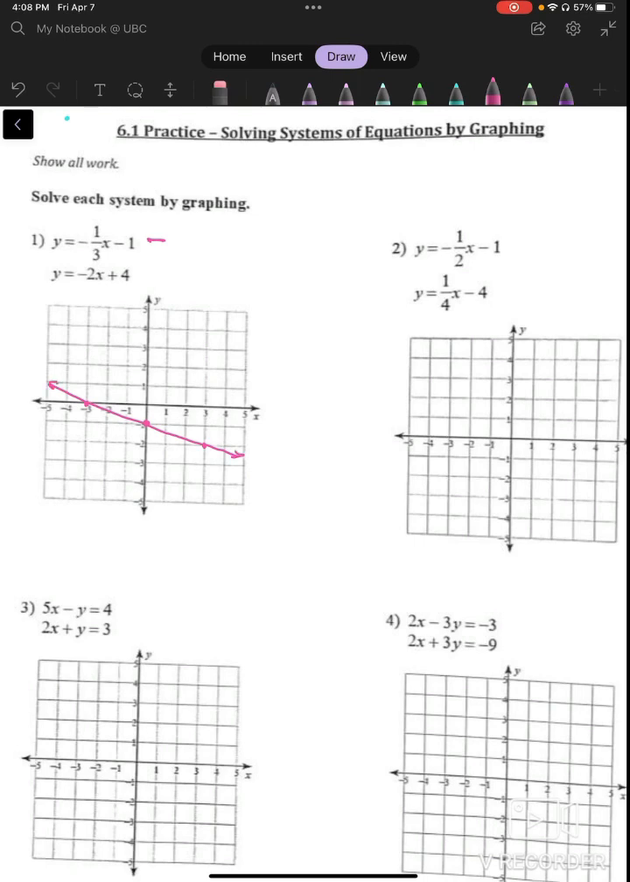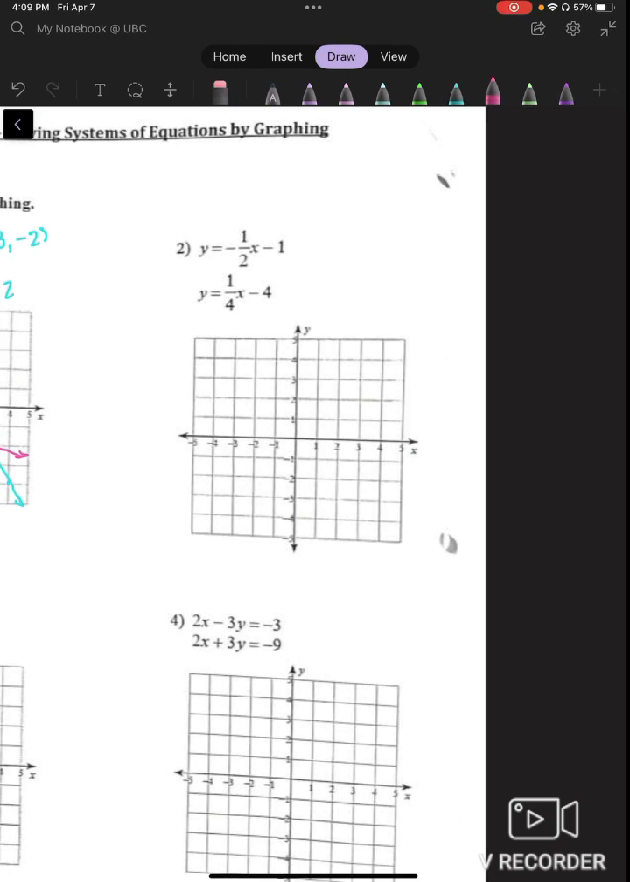And then this other line I will graph by dotting the +4 intercept and then going down 2 over 1 on the right. And then you can see where the 2 lines intersect at the point here at 3, -2. So x equals 3 and y equals -2, and that is the solution to the system.